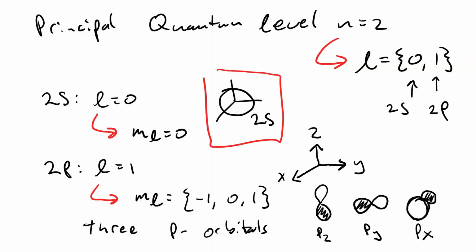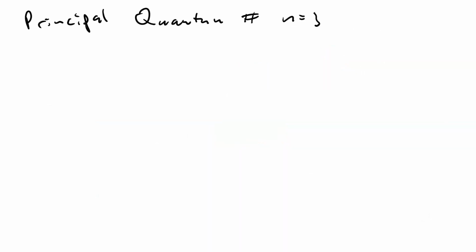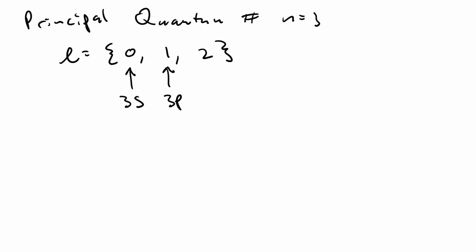One thing to mention about a 2s orbital, it's spherical like a 1s, but it is larger in size than the 1s orbital. When n equals 3, we have 3 possible L values. 0, 1, and 2. n equals 3, L equals 0 is the 3s orbital, just like a 2s orbital, but bigger. n equals 3, L equals 1 is the 3p sublevel. There's 3 of them, px, py, and pz. They're just like the 2p orbitals, but they're bigger.